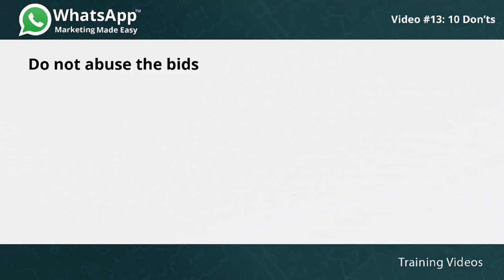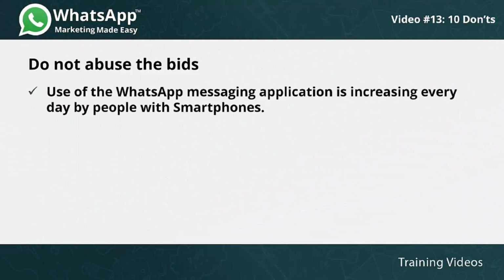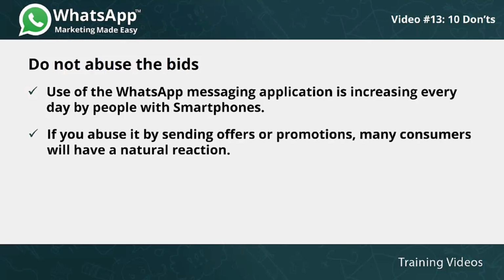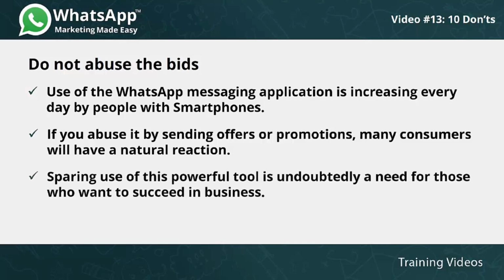Do not abuse the bids. Use of the WhatsApp messaging application is increasing every day by people with smartphones, and it is considered very personal by its users. If you abuse it by sending offers or promotions, many consumers will have a natural reaction, which is blocking the sender's number due to a feeling of encirclement or persecution. Sparing use of this powerful tool is undoubtedly a need for those who want to succeed in business.